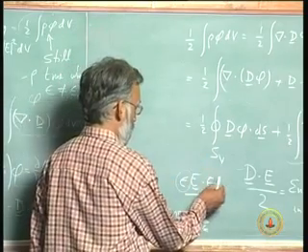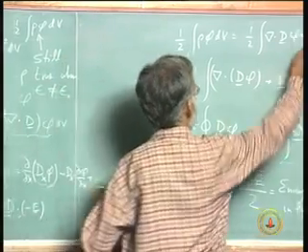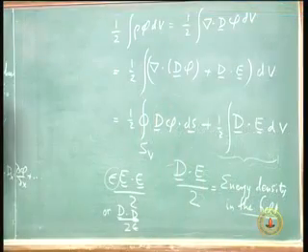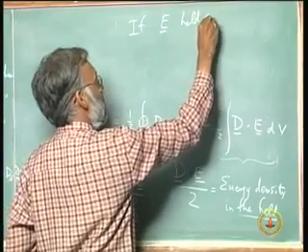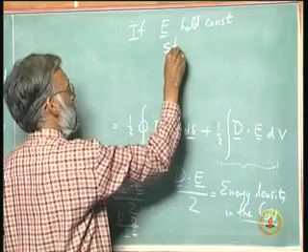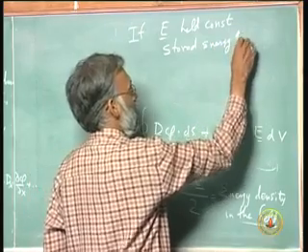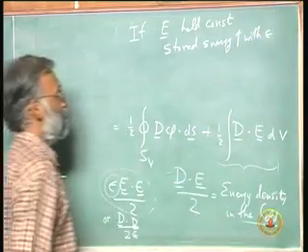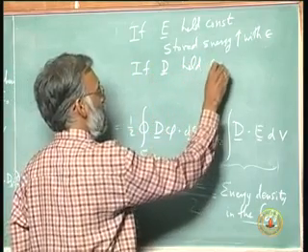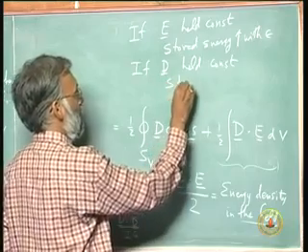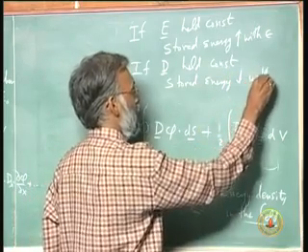If you manage to keep electric field constant, let me write it down. The statement is so important, needs to be written down. If E held constant, stored energy goes up with epsilon. If D held constant, stored energy goes down with epsilon.